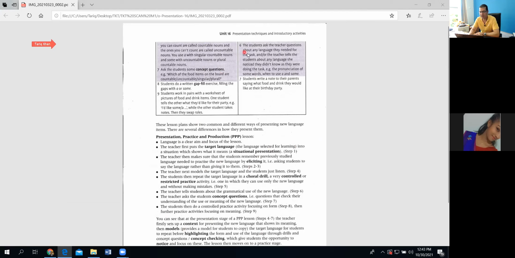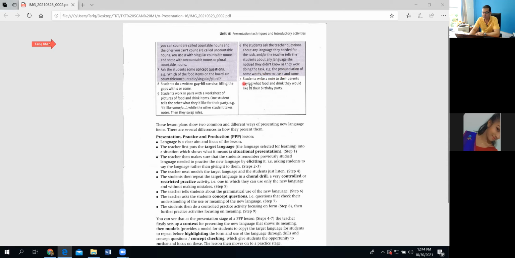Anyhow, number 6, the student asks the teacher questions about any language they need for the task, and the teacher tells the student about any language she noticed that they didn't know as they were doing the task. Language practice is going on. They ask if they need to express something, and the teacher is there to help them out with language expressions which they don't know, the pronunciation of some words, and when they are used.